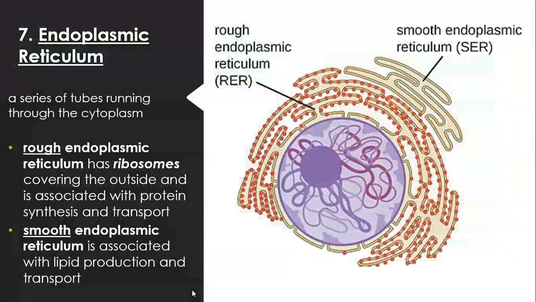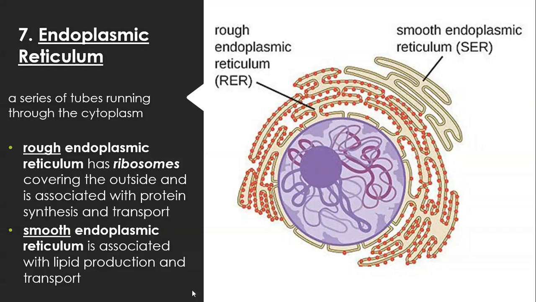So, big fancy science words. Sometimes scientists do that. I think they do that just to show off. Look, we can use these big fancy words, but when we break them down, they're pretty simple. So endoplasmic, just inside the cytoplasm, and reticulum is a network. So it's a series of tubes that runs through the cytoplasm.